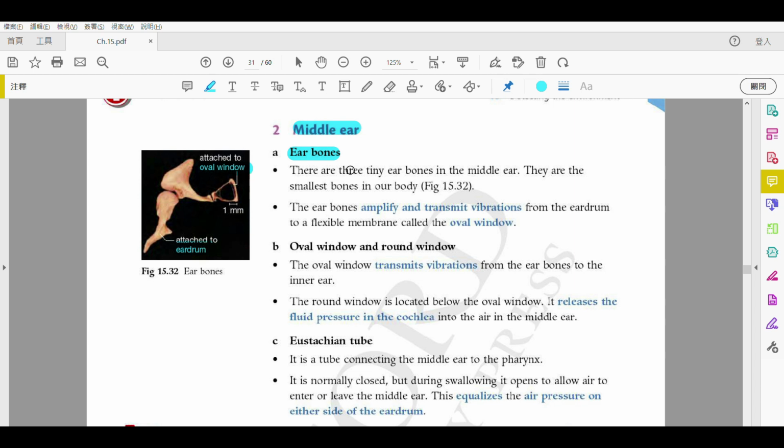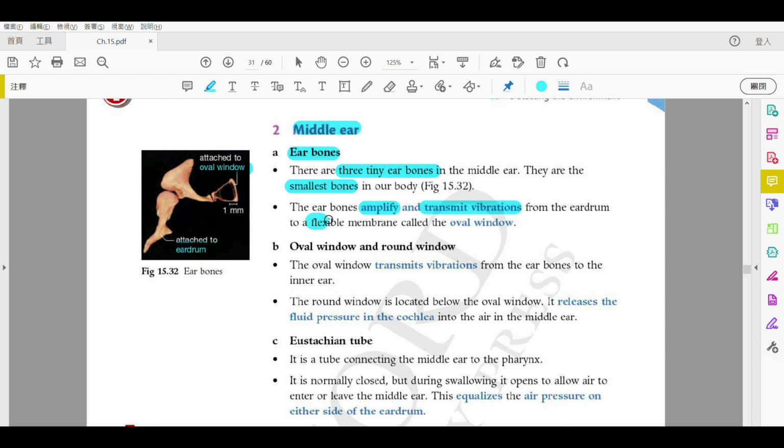Okay? So first of all, there are 3 tiny ear bones, and they are the smallest bone inside our body. Their function, please remember these words. They amplify, 佢哋會倍大咗嘅. Okay? And transmit vibration. Okay? From the eardrum, of course, where? It is connecting the eardrum and the oval window, right? So it will transmit the vibration from the eardrum to the oval window.